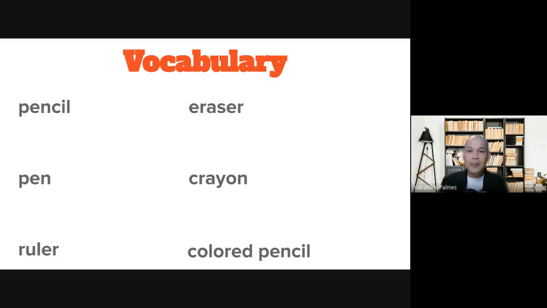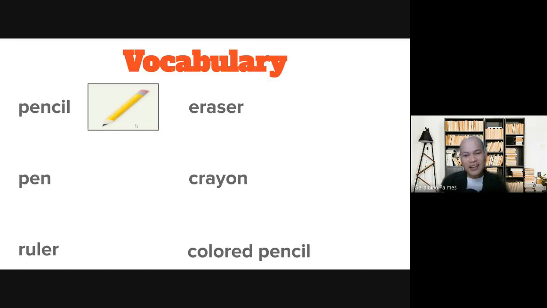Colored pencil. Colored, and then pencil. Colored pencil. May I hear you? Okay, good job. So let's look at its picture.